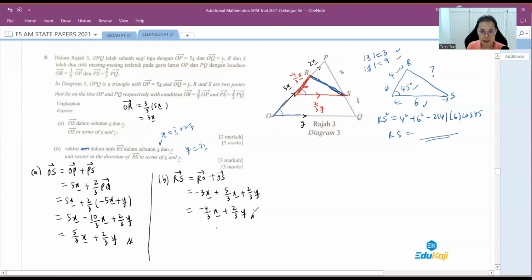Then you have to sub inside, simplify, then you find the unit vector. Okay, that is possible, right? If you're given vector x in terms of ij, vector y in terms of ij, we sub inside, we simplify, then we find the unit vector. Yes, that is possible. I hope you understand my explanation.